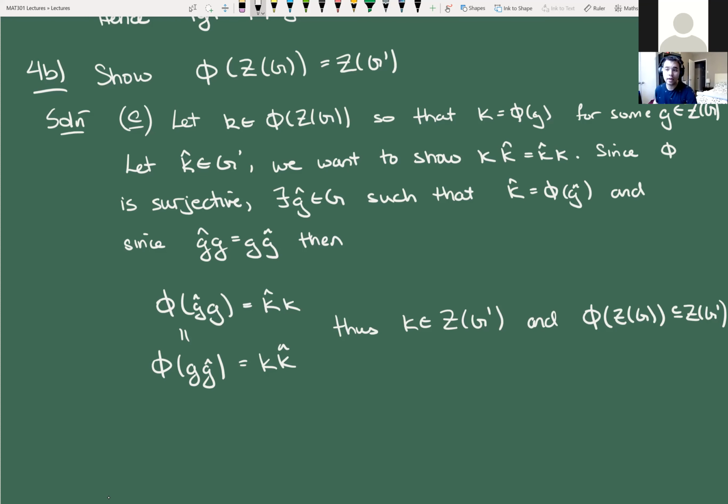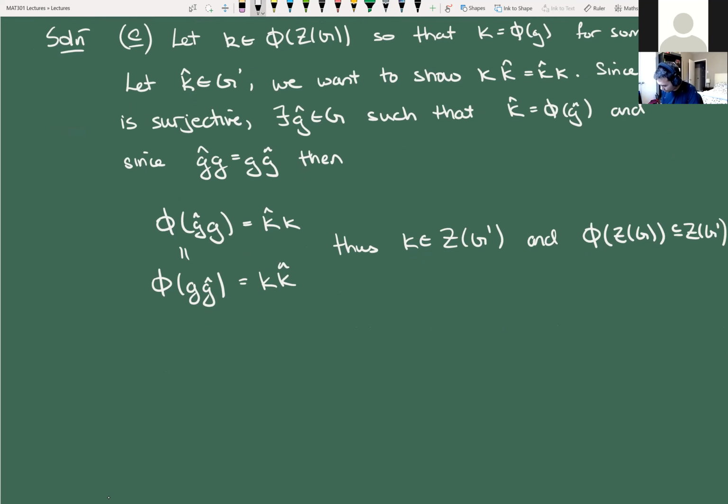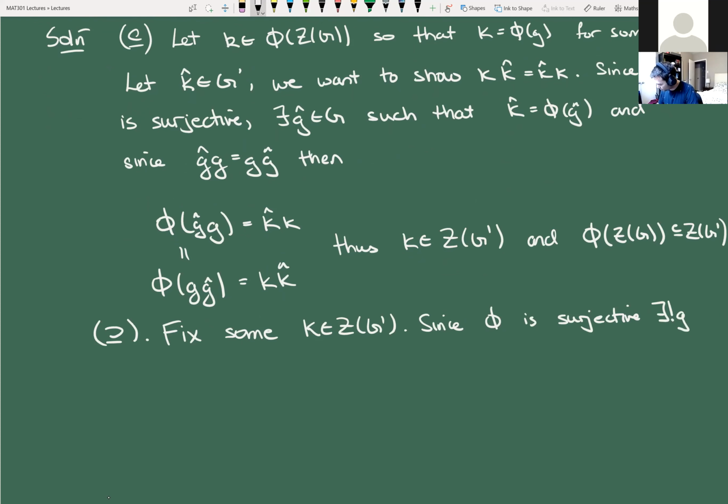Okay, so that's one inclusion. Now we have to do the other inclusion. The other inclusion is actually going to use injectivity. I think it's actually, if I recall correctly, it uses injectivity and surjectivity. So let's show that the center of G prime is contained within the image. So fix some k in the center of G prime. And we want to show that it is in the image. Well, since phi is surjective, there's something that maps to it. And there is actually a unique element which maps to it. That's what the exclamation mark means, that there's a unique thing. So there's a unique element g in G such that phi of g is equal to k.